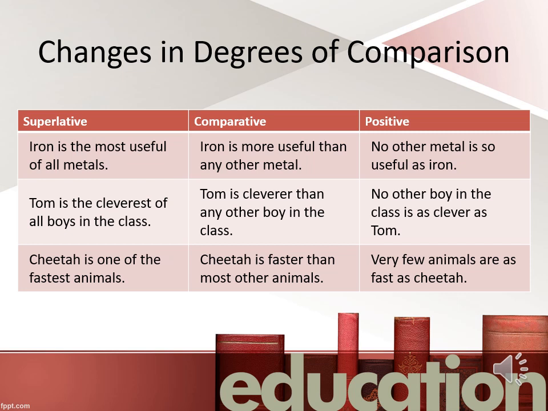Okay, and here are changes in degrees of comparison. For example, the second sentence: Tom is the cleverest of all boys in the class. Tom is cleverer than any other boy in the class. And using the positive: no other boy in the class is as clever as Tom.